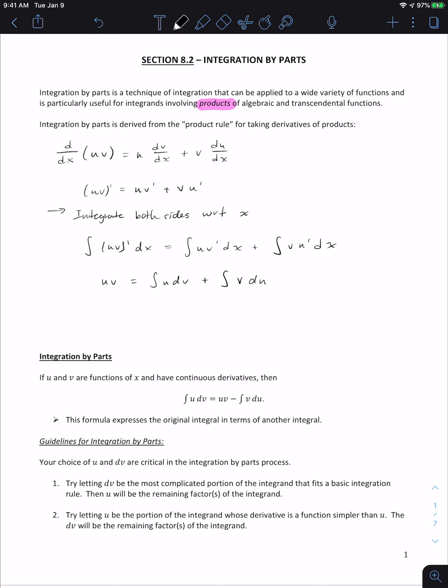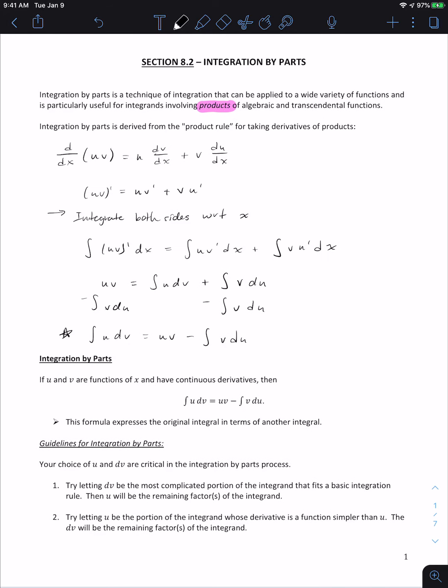And now if I subtract v du from both sides, I get that the integral of u dv is equal to uv minus the integral of v du. And that is our formula for integration by parts. So if u and v are functions of x and have continuous derivatives, then the integral of u dv is equal to uv minus v du inside the integral.